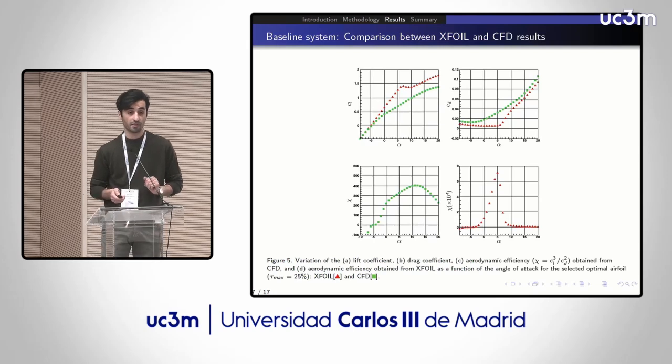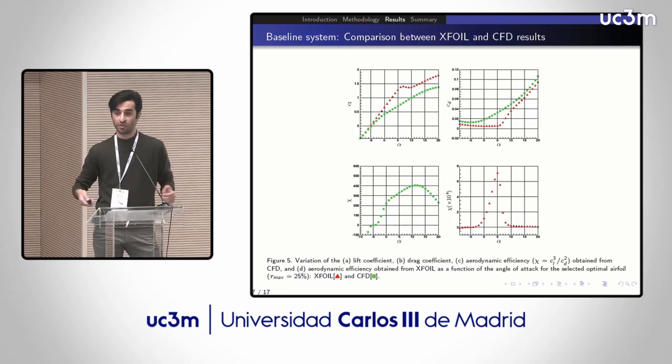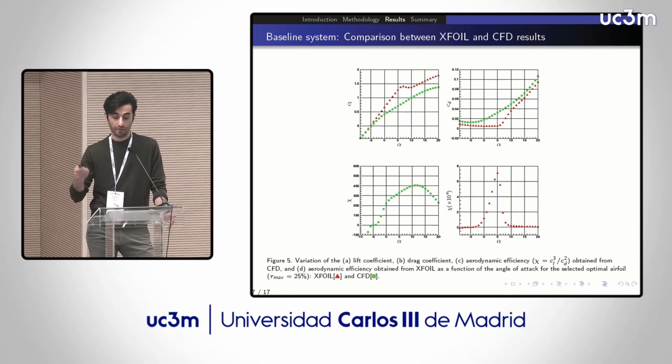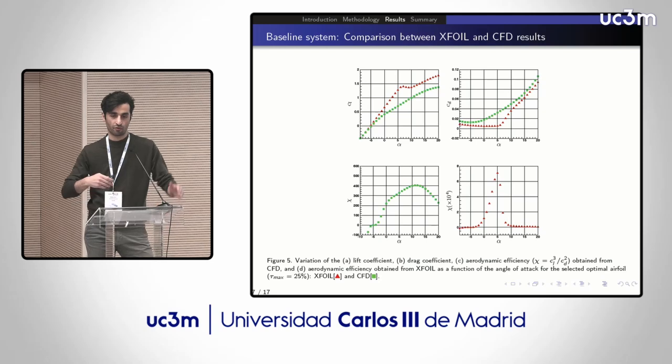So we moved forward. We said, okay, now how much of these results are reliable when we compare them with higher fidelity results? For example, if we have RANS solutions. So here I'm showing a comparison between X-foil and CFD, specifically RANS, using the k-omega SST turbulence model. So we see that for some range of angle of attack, they agree very well. But as angle of attack increases, of course, we see big differences in both CL and CD.